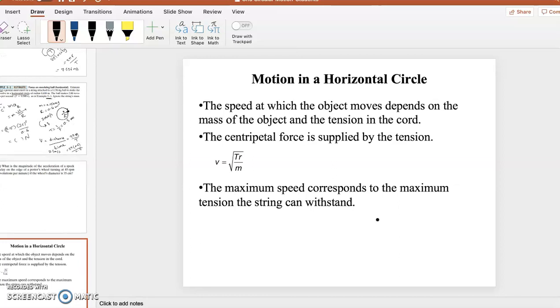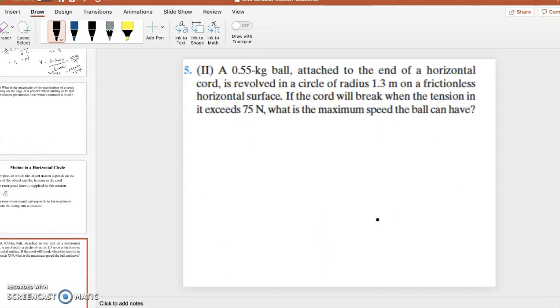We're still moving in a horizontal circle. Okay. And now let's solve this example.